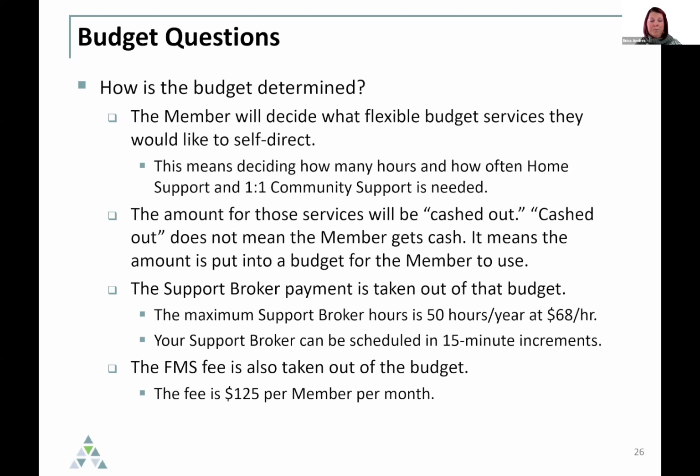So the amount that you would have spent on those traditional services is put into a personalized budget for you to use. Then the support broker payment is taken out of that budget. For any person in this program, the maximum support broker hours are 50 hours per year at $68 per hour. Support brokers can also be scheduled in 15-minute increments. So if you don't need a whole hour, you could do a 15-minute video chat, a 15-minute phone call, or a 30-minute meeting. And then the FMS fee is also taken out of the budget. The fee for FMS providers is $125 per member per month.